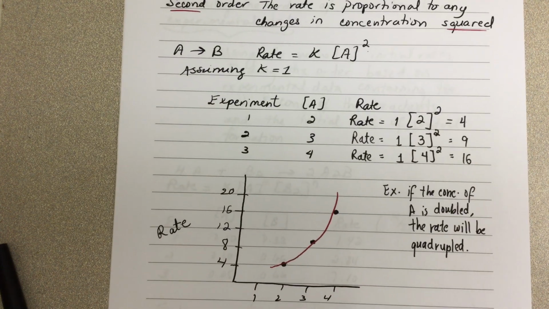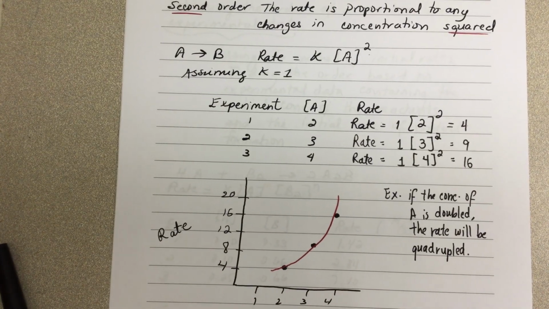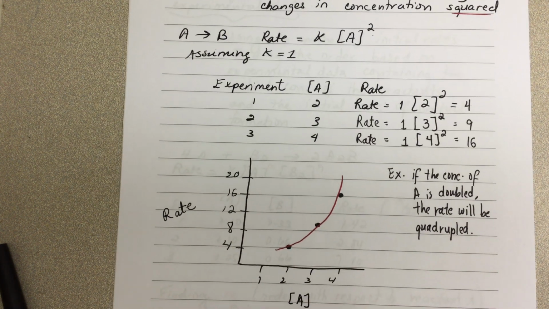So that's what a second order is actually telling you. For example, if the concentration of your reactant is twice as much from experiment 1 to experiment 2, the rate from experiment 1 to experiment 2 is going to be quadruple, or 2 squared. Okay?